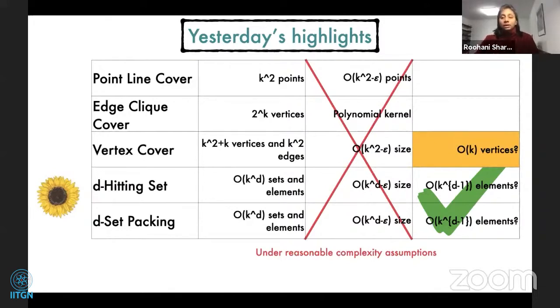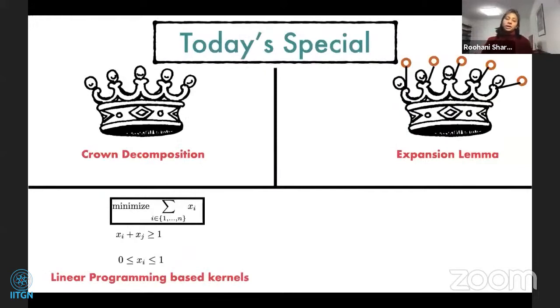In particular, the goal for today is the following. The aim of this talk is to get ourselves introduced to three more tools which are widely used to design kernelization algorithms. Those three tools are crown decompositions, then the expansion lemma, which in some sense is a generalization of crown decomposition, and then we'll also see how we can design kernels using linear programming. In particular, we'll see how linear programs can guide us to design reduction rules that help us get polynomial kernels.